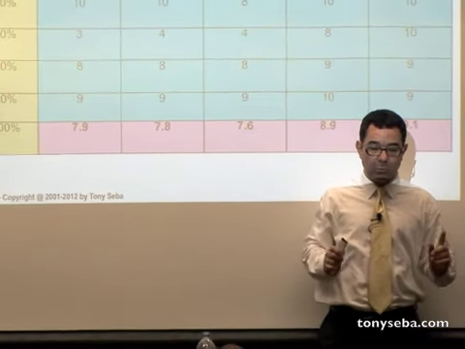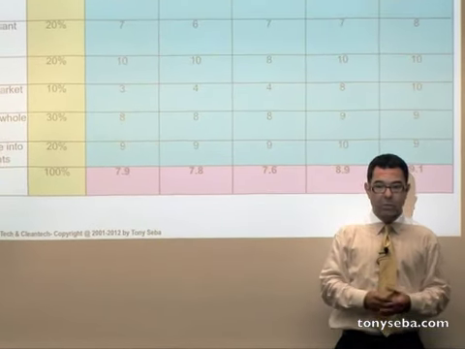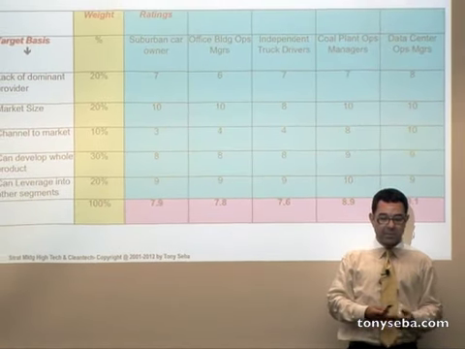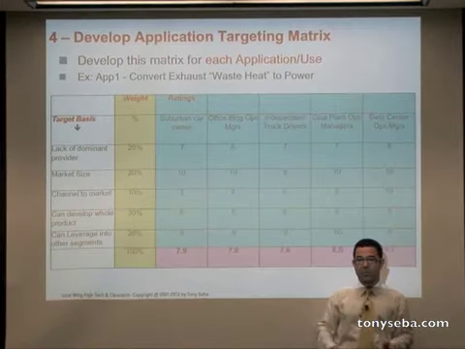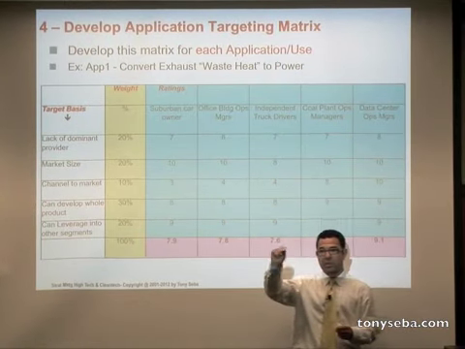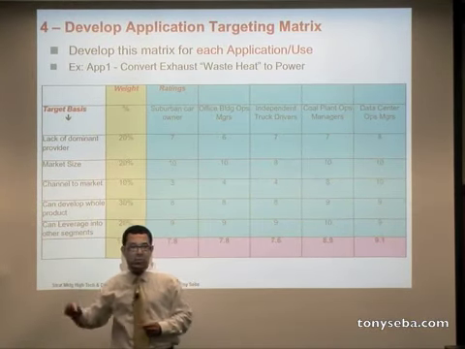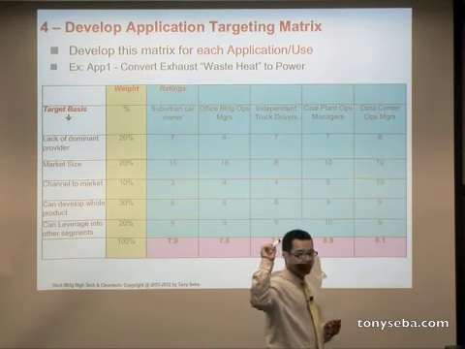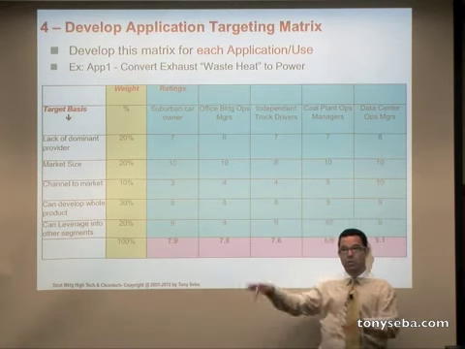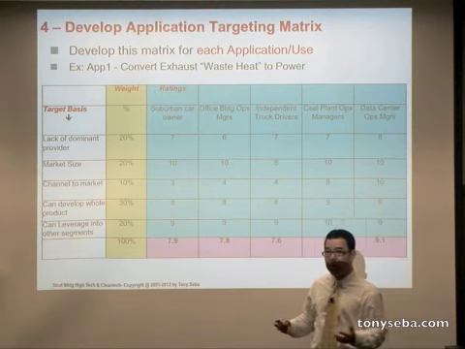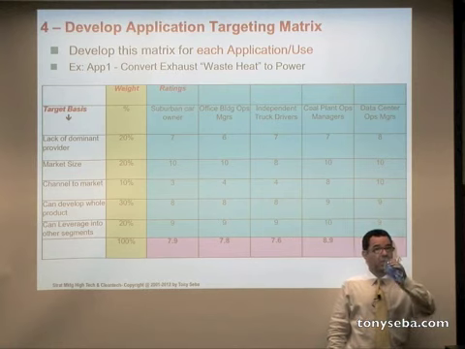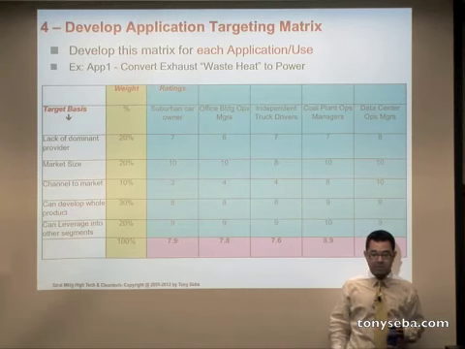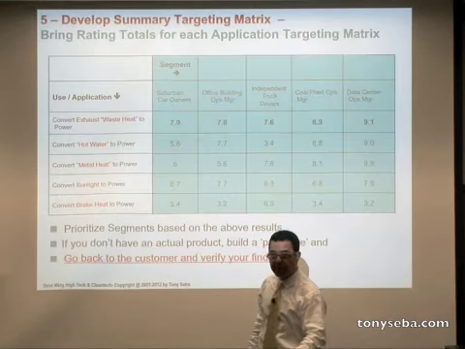Can we develop the whole product for the suburban car owner on a 1 to 10 basis? 8. Can we develop it for the coal plant operations managers? For each and every targeting factor and each and every application and user, you do this. Again, it's a lot of work. Be honest, brutally honest now, okay? Or forever hold your peace. Or until you spend another $10 million. And then bring it all together.